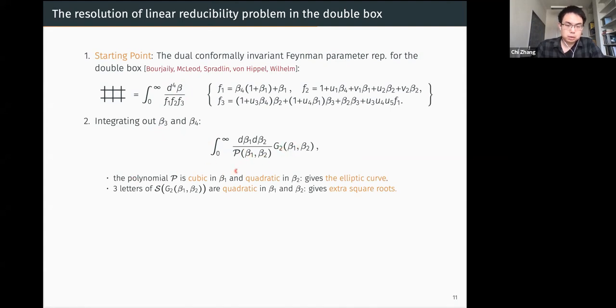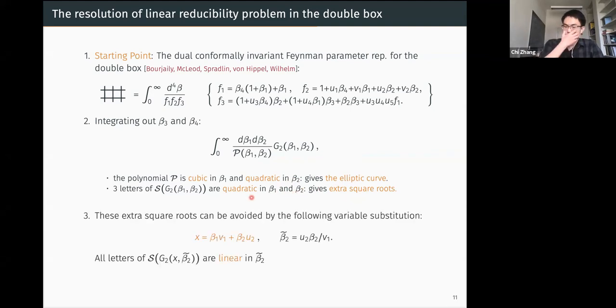The polynomial in this prefactor is cubic in beta 1 and quadratic in beta 2. And the 3 letters of this weight-2 polylog are quadratic in beta 1 and beta 2. That means integrating over beta 2 not only introduces the elliptic curve, but also introduces some square roots. So to get rid of these square roots, we have to make a change of variable, and we find the following variable substitution does the job.